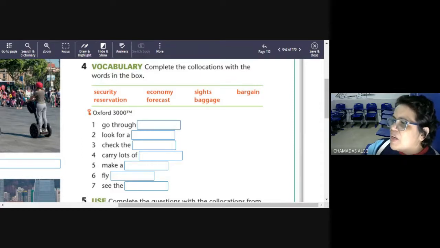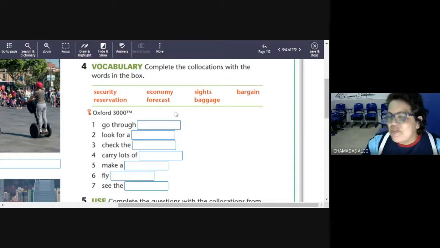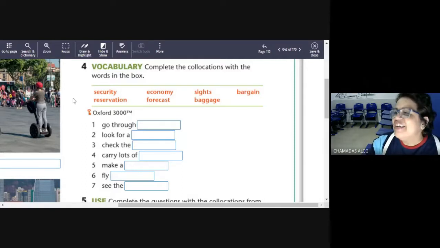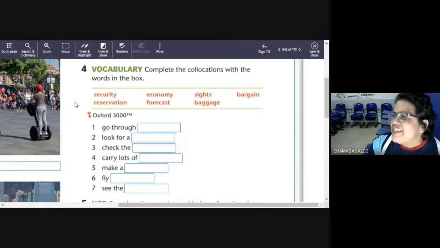So at least we got one answer correct, right? San Francisco. Yay. Okay, so complete the collocations with the words in the box. So let's say we have security, reservation, economy, forecast, sites, baggage, and bargain.